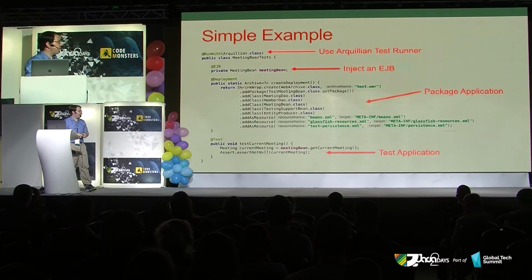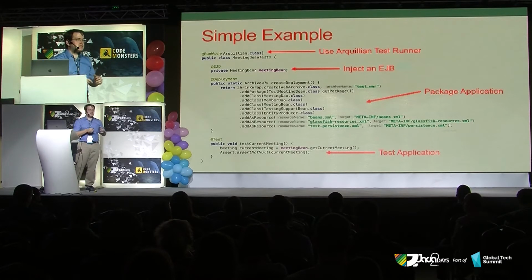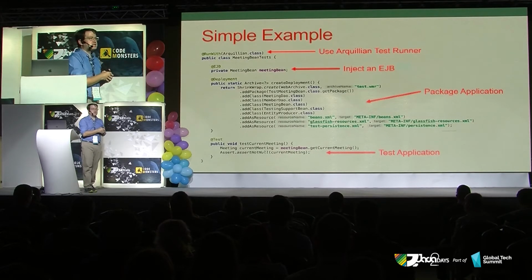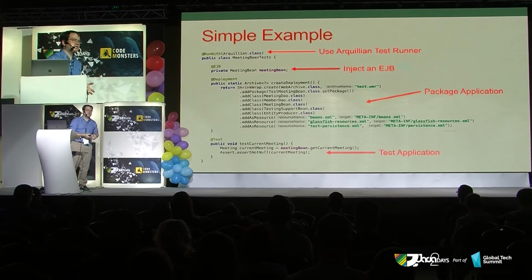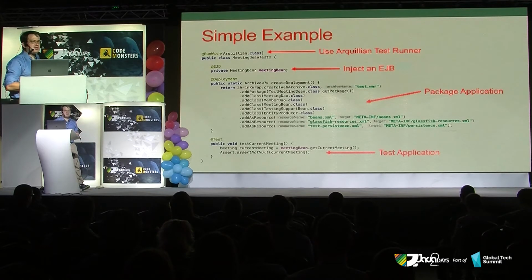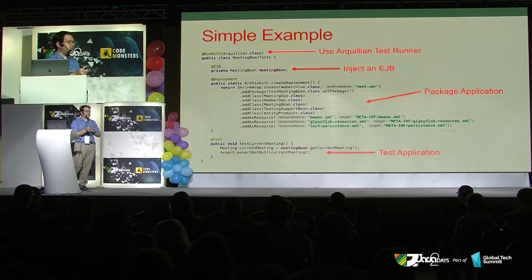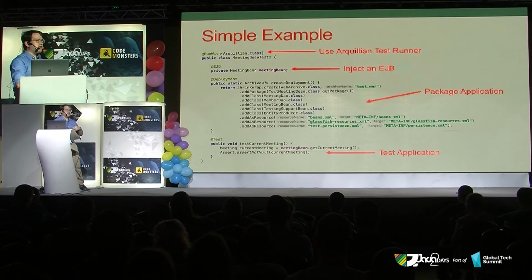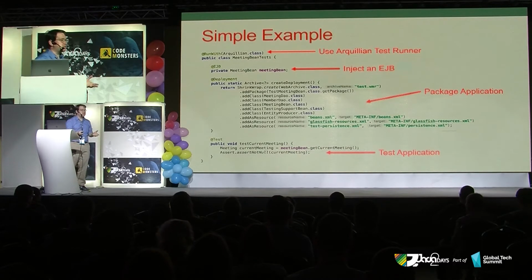And then finally, I have my test down below. So this test will actually run inside of the container. So I actually get a reference to the meeting bean. I'm talking to it like it's an EJB, the transactions are there, and I can test to verify that it works correctly. So think about this, prior to Arquillian, this was really hard to do. How would you get code into the container that could test an EJB that's not exposed externally to the system?